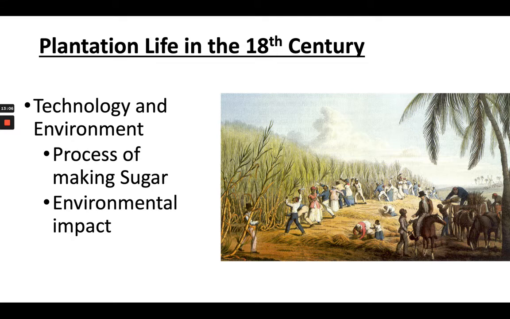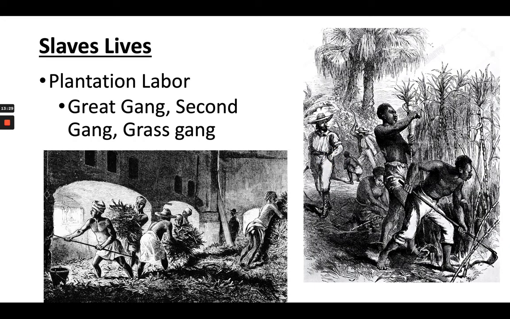The introduction of non-native plants and animals like bananas, plantains, okra, black-eyed peas, and yams will help support this population. But these non-native plants and animals will crowd out native ones, right? Rats will eat baby birds and diminish populations. So let's talk a little bit about slave lives.